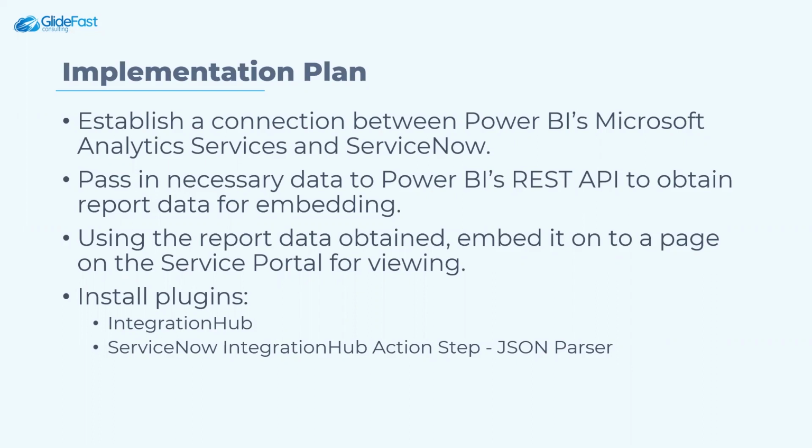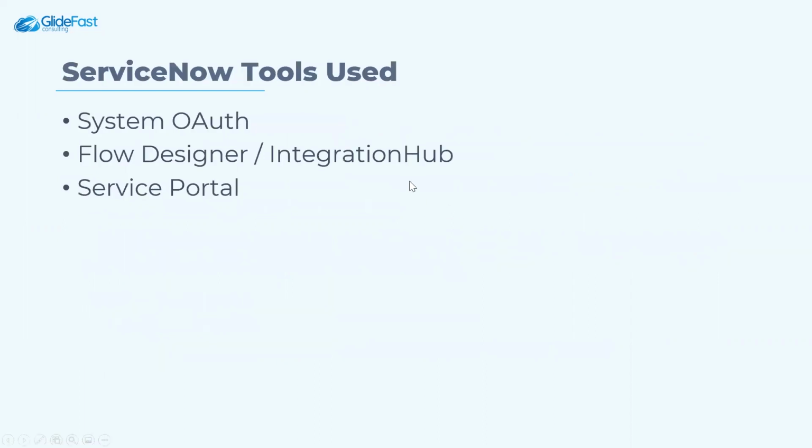So when we go through these individual steps, you'll see we have to make 3 calls just to get a single report out. So we use OAuth, Flow Designer, Integration Hub, and Service Portal. So at this point, I'm going to hand it over to Toan.